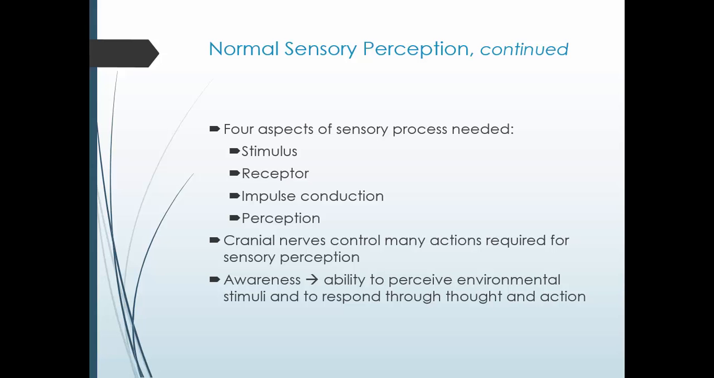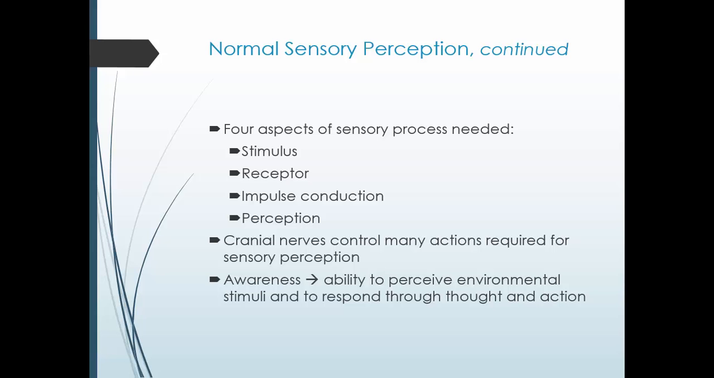For an individual to be aware of their surroundings, there are four aspects of the sensory process that are needed. The first one is stimulus, which is an agent or act that stimulates a nerve receptor. The receptor is a nerve cell that connects the stimulus to a nerve impulse. Most receptors are specific, which means they're sensitive to one type of stimuli: visual, auditory, or touch.